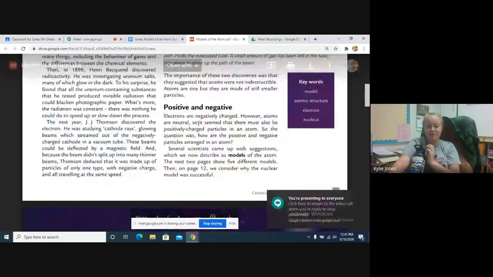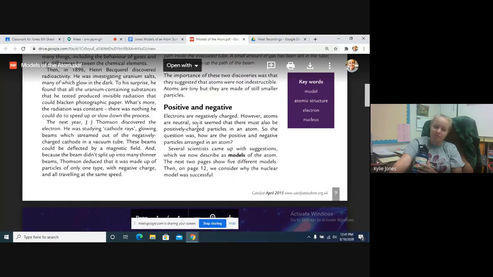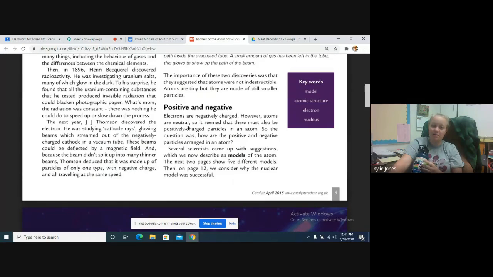The next part, positive and negative. We already kind of learned about this stuff. Electrons are negatively charged. However, atoms are neutral. So it seems that there must also be a positively charged particle in an atom. So the question was, how are the positive and negative particles arranged inside an atom?